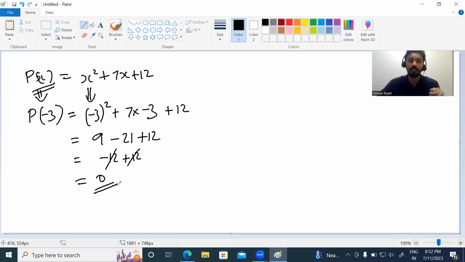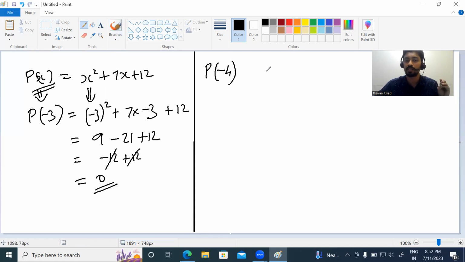Similarly, let's put minus 4 in the place of x. First, we tried with minus 3 and the entire polynomial became 0. So we can conclude that minus 3 is a 0 of this polynomial. Now let's try with another number, minus 4. I'm sorry, minus 4. So here I am going to put minus 4 in the place of x. If you put minus 4 in the place of x, p of x becomes p of minus 4.